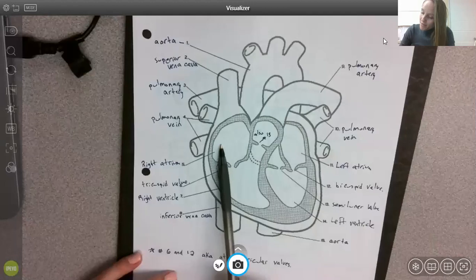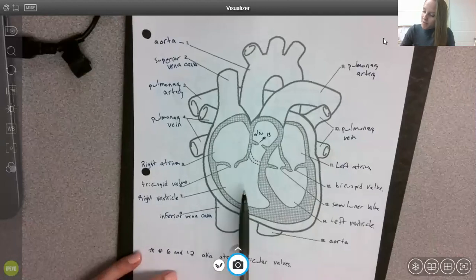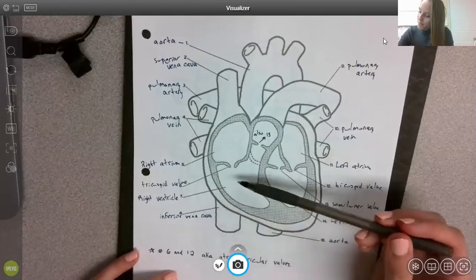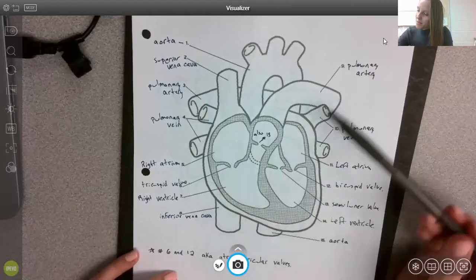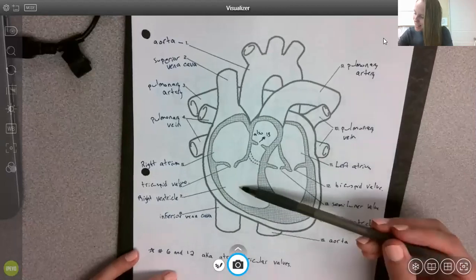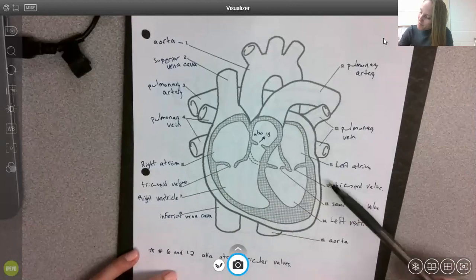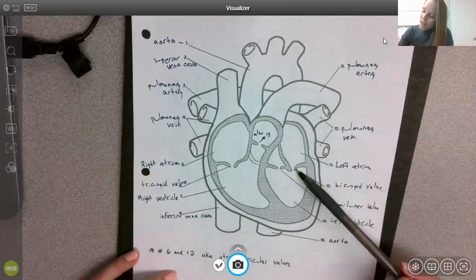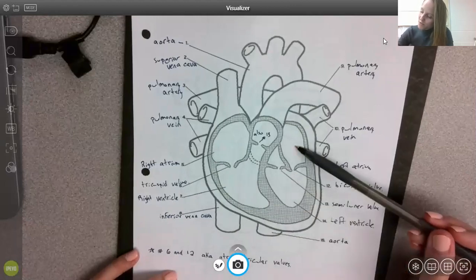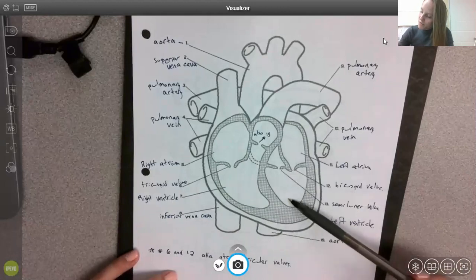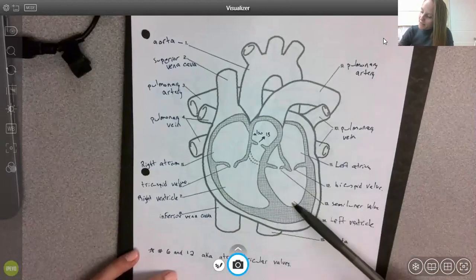So yeah, number 5 is the right atrium. Number 6 is the tricuspid valve. It separates the right atrium from the right ventricle. Number 7 is the right ventricle. Then, oh, that must be number 9, it's the pulmonary artery. That one we already talked about. Number 12 is our bicuspid valve. It separates the left atrium from the left ventricle. Number 14 is the left ventricle.